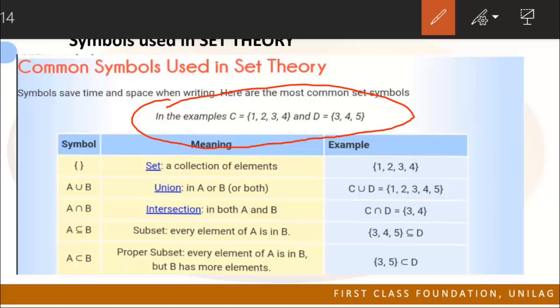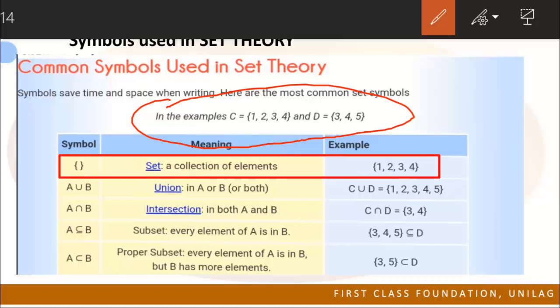The first symbol we have here is the curly bracket. It is used to make reference to a set. It means a collection of elements, as we have it there, 1, 2, 3, and 4 in the example column. They are enclosed using curly brackets, so they are making reference to what? A set of items, a collection of elements.